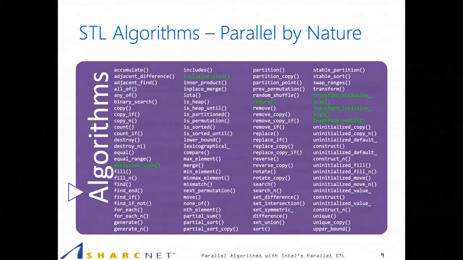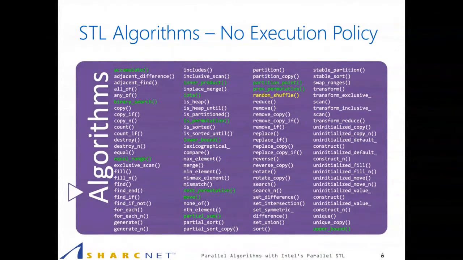And there are also exclusive scan, inclusive scan. Actually, these are those that do not support execution policies: binary search, equal range, and so on. Random shuffle, which is highlighted in yellow here, is marked as deprecated after C++14, so it's not going to be available in C++17.